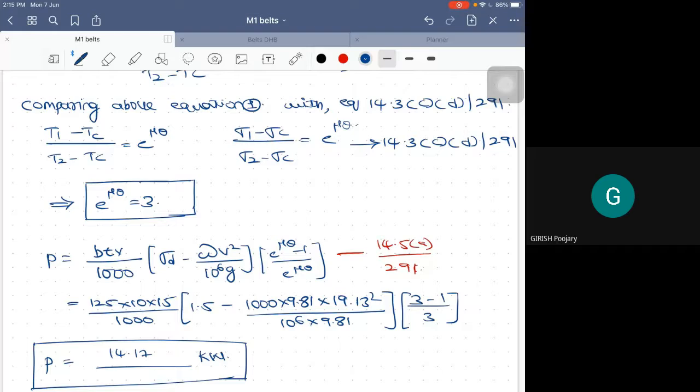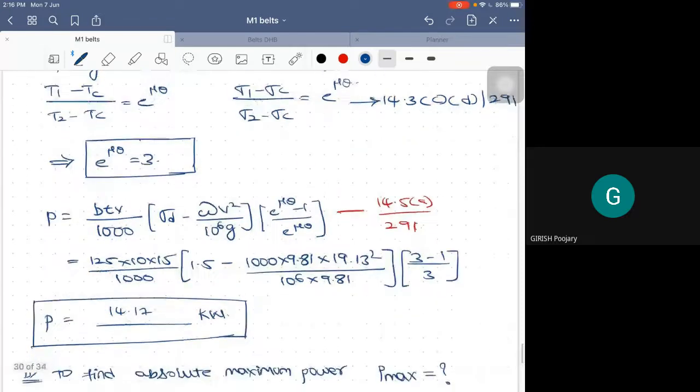So now the power value has been calculated. Now we have to calculate the maximum amount of power that can be transmitted. Right now this much power is already being transmitted. Now you have to calculate the maximum power that can be transmitted. For that, you have to use a certain condition, which is known as the maximum power condition.